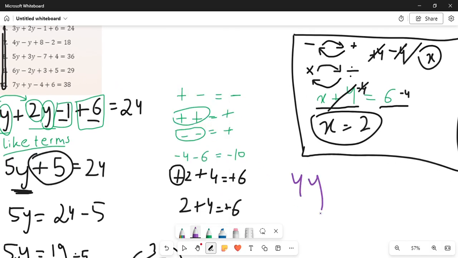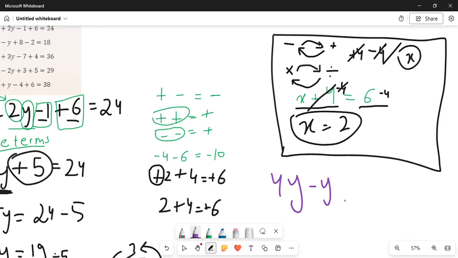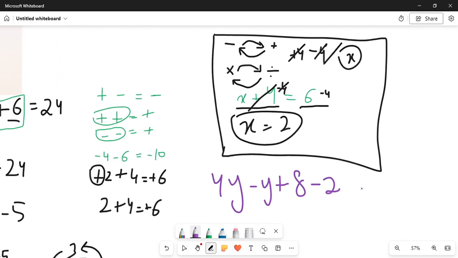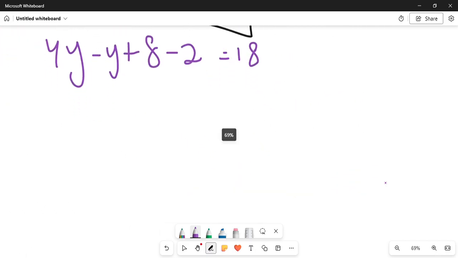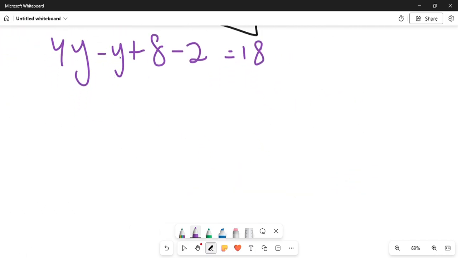4y minus y plus 8 minus 2 equals 18. So let's just solve this question here. Again, the same thing. These are like terms, so we can solve them. And when we have no number, no coefficient before a variable, then we can assume it's 1, because 1 is present when there's nothing.